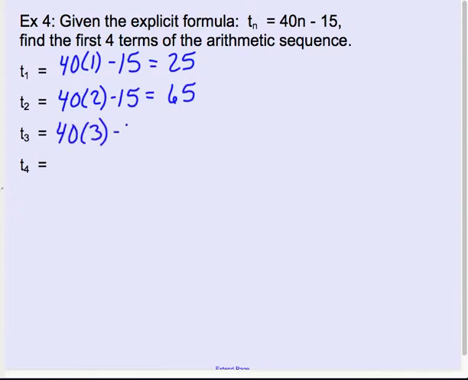Substituting 3. 120 minus 15 gives me 105. And finally substituting 4. 160 minus 15 gives me 145.